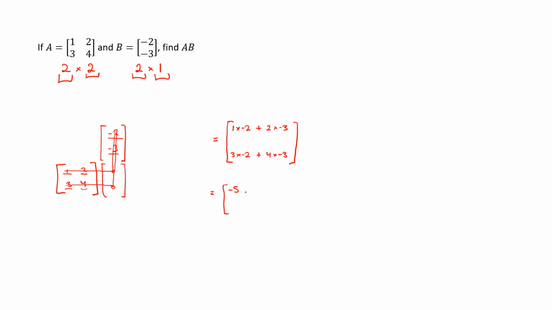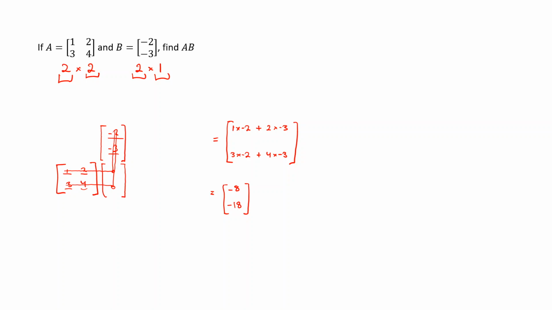What's that? Negative 6 minus 12, negative 18, I believe. There we go. Okay, and that's it. Sorry, I've done the first one wrong. That's not negative 5. So we're going to have negative 2 minus 6. That's negative 8. There we go. That's the procedure. It might take a while for you to get used to, but that's how you do it.